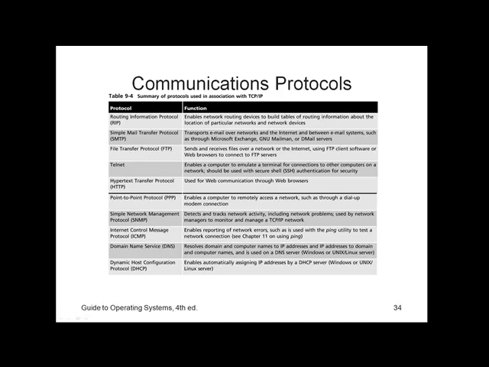The Internet Control Message Protocol, or ICMP, enables us to report network errors, including utilities such as the ping utility, to test network connectivity. And of course, we have the DNS, or Domain Name Service, which resolves domain and computer names to IP addresses. Without it, we wouldn't have things like www.google.com. We'd have to know 8.8.8.8. Dynamic Host Configuration Protocol, DHCP, well, we use that to automatically assign IP addresses by a DHCP server. DHCP is used in Windows, Unix, or Linux environments.